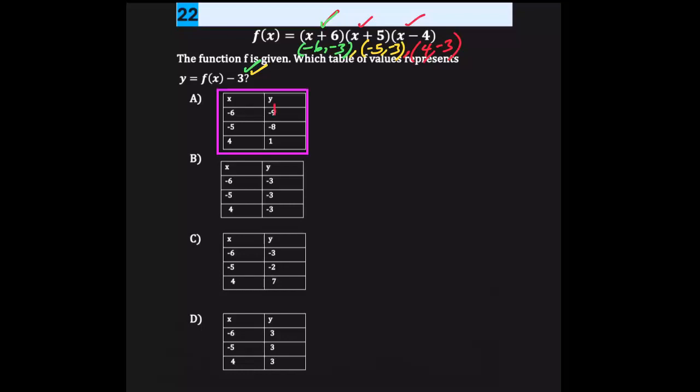A does not have that on the y side. B has negative 6, negative 5, and 4 on one side, and negative 3 on the other side, so B is the correct answer. For C, on the y side we have negative 3, negative 2, and 7. And the last one has y all positive 3. So the answer is B.